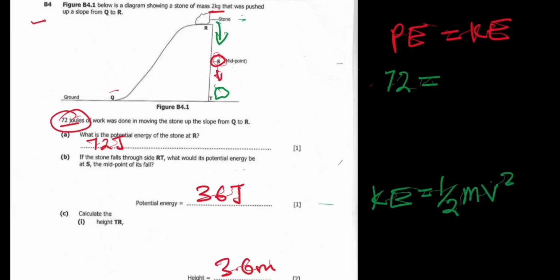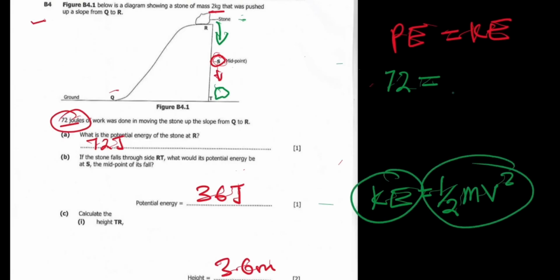Well, since you have the potential energy, which is 72, you're going to write 72, and you're going to replace kinetic energy with its formula. Kinetic energy is actually given by half mass times velocity squared. So you can go ahead and replace where there is kinetic energy, you put its formula. So we're going to write half mass times velocity squared.